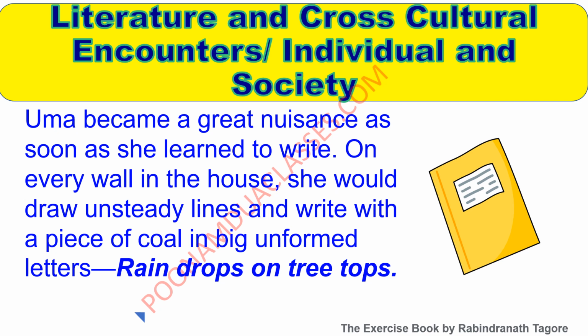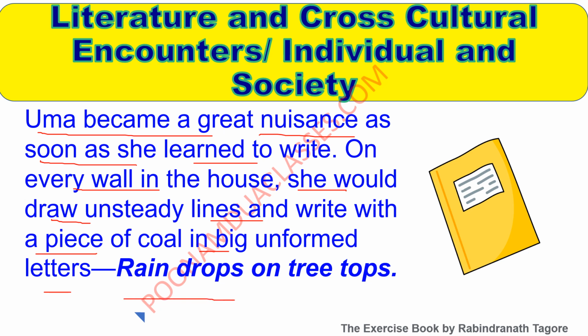Look at these lines. Uma became a great nuisance as soon as she learned to write. On every wall in the house, she would draw unsteady lines and write with a piece of coal in big unformed letters, raindrops on treetops. This is the very first sentence of this short story. The very first sentence highlights the attitude of the family towards the girl child.